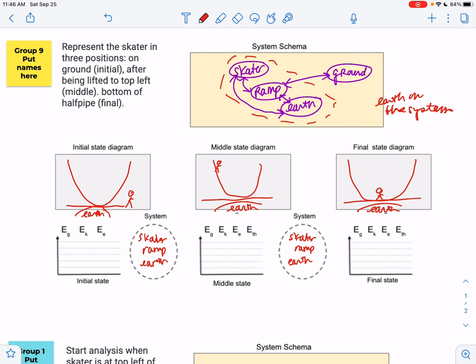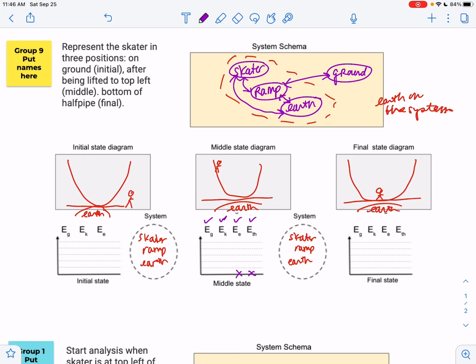Okay, so if we look at this middle position to start with, we have some different energies here. We have EG, which is the gravitational energy or the separation from the earth. Kinetic energy, which is moving, energy of motion. Elastic energy, which is anything that's like stretched or compressed or squished. And then thermal, which we didn't have in this first example. So I'm going to put little X's for EE and ETH because those aren't involved.